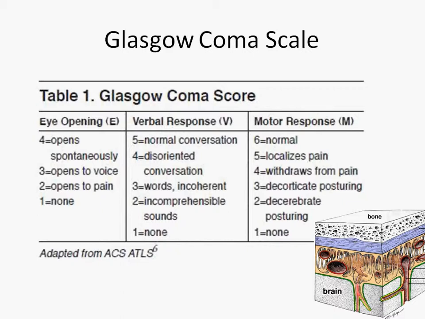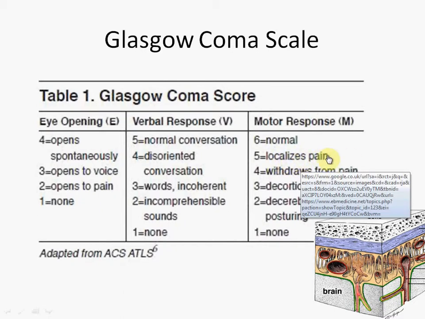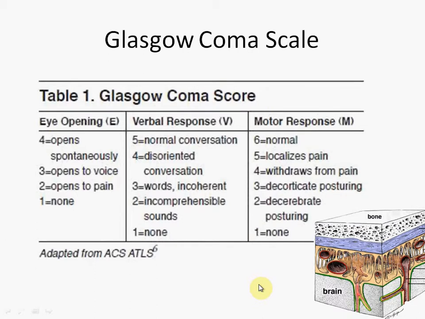Number 5 is where the patient doesn't do anything when you ask them, but maybe you give them a trapezius squeeze and their arm comes up to where you are squeezing. They may not be able to lift it the whole way, they may be too weak for that, but you see their arms start to come up. Number 4, they withdraw from pain, so their arm would move away from where you're causing the pain. And number 3 and number 2 are decorticate and decerebrate posturing. So I'll show you what they look like.